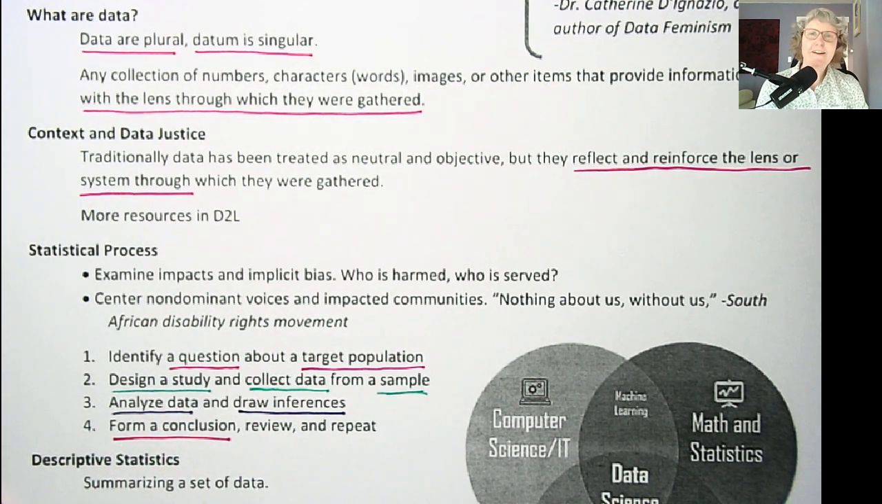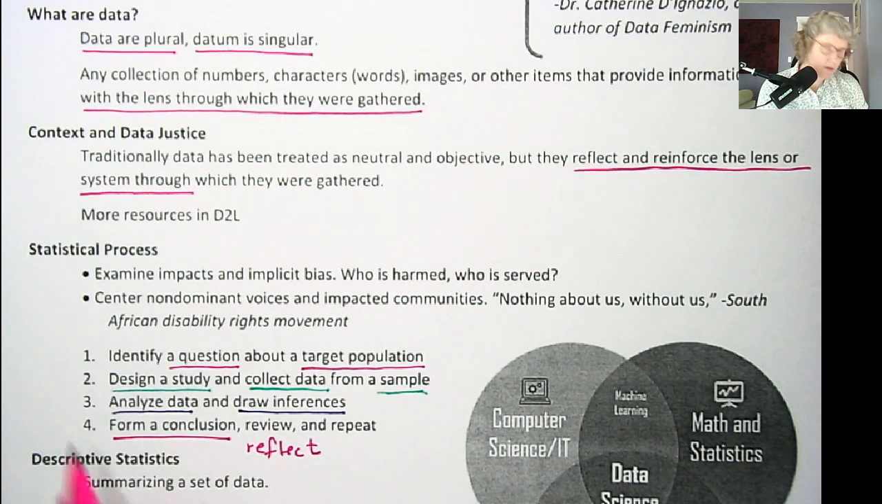But are we done there? Not really, right? We need to reflect. I should add reflect on here. Reflect on our process, what went well, what didn't go well. Review, reflect, and repeat. Okay, so it really should be an iterative process. Even if, say, we get a significant result, well, should we repeat it? Does it apply to more populations? So on and so forth.